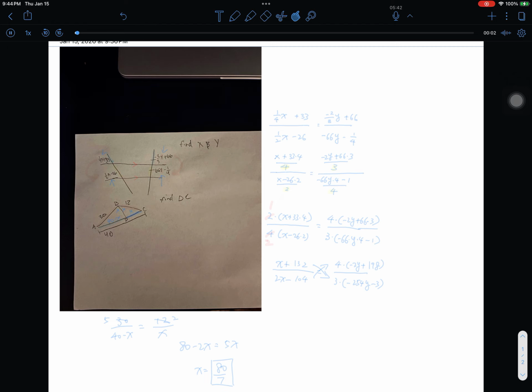Okay, let's try to see this parallel line. I'm going to assume that this line is parallel to this one. Change the blue color. So if we do 1 over 4x plus 33 over 1 over 2x minus 26, then it should equal the thing on the right-hand side. If you remember the question right, it is kind of a confusing question.